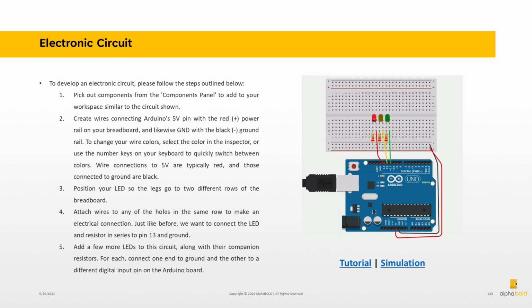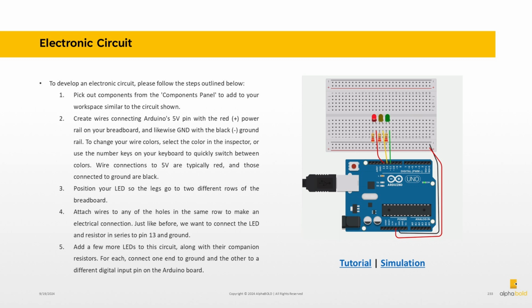To develop an electronic circuit, please follow the steps outlined below. Pick out components from the Components panel to add to your workspace similar to the circuit shown. Create wires connecting Arduino's 5V pin with the red plus power rail on your breadboard, and likewise GND with the black ground rail. To change your wire colors, select the color in the inspector, or use the number keys on your keyboard to quickly switch between colors. Wire connections to 5V are typically red, and those connected to ground are black.